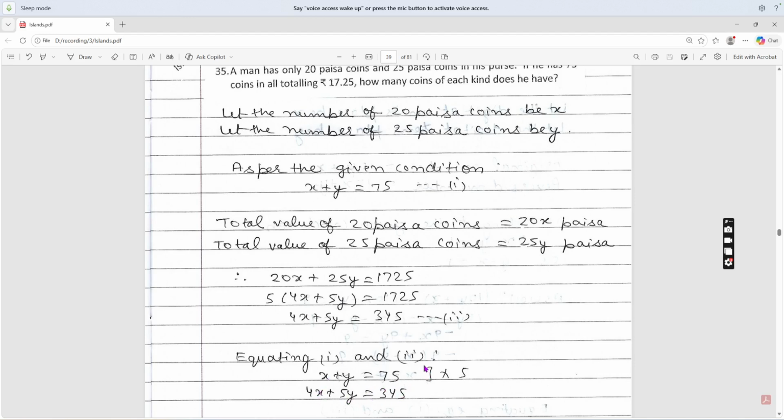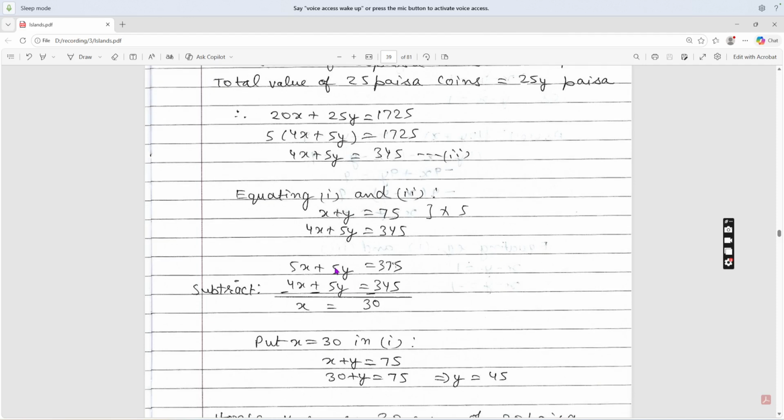Now the first equation is going to be multiplied by 5 in order to get the coefficient of y to be equal. So we are getting 5x plus 5y is equal to 375, because 75 into 5 is 375, and here it is 4x plus 5y is equal to 345. Now we are going to subtract. So 5x minus 4x is equal to x. 5y minus 5y is 0. 375 minus 345 is 30.